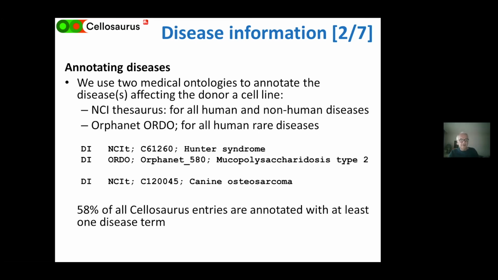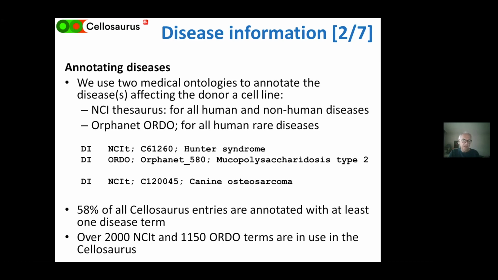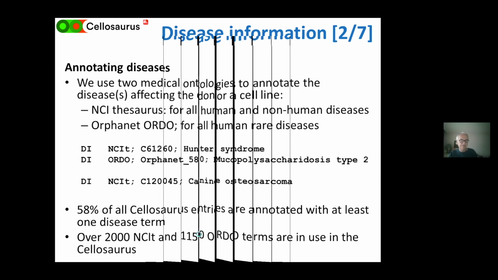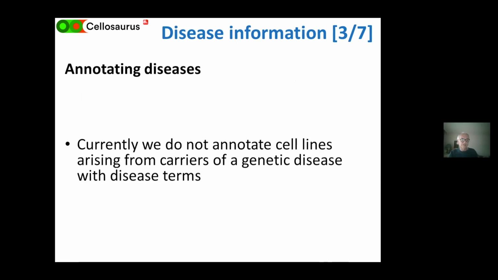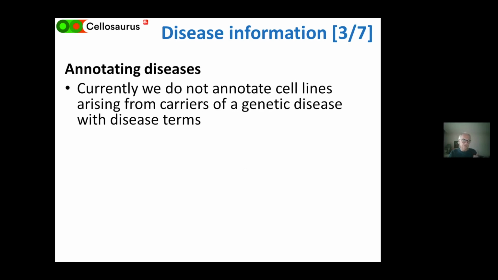And about 58%, so it's a lot of cell lines concerned by disease, either human disease or animal disease, because 58% of all Cellosaurus entries have at least one disease term. And we use about 2,000 different NCI terms and about 1,150 Orphanet terms. So three things you should know.